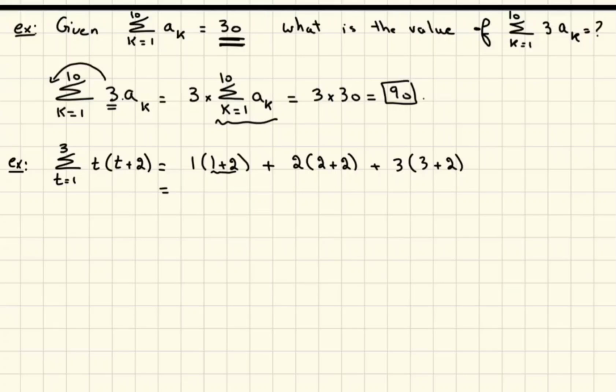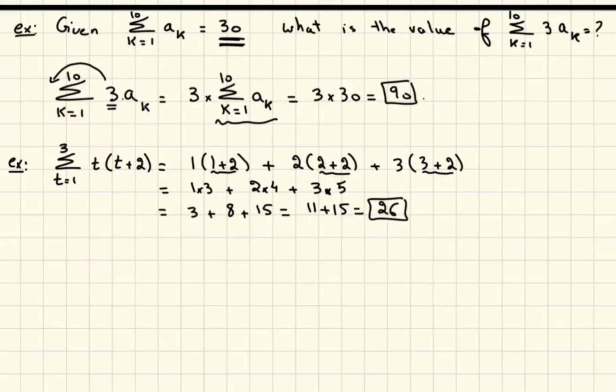1 plus 2, we know it's 3, so 1 multiplied by 3, then 2 plus 2 is 4, then 3 plus 2 is 5, and I will calculate this. 1 multiplied by 3, it's a 3. 2 multiplied by 4 is 8. 3 multiplied by 5, it's equal to 15. And we add 3 plus 8 is 11. 11 plus 15, and my answer will be 26 without calculator.